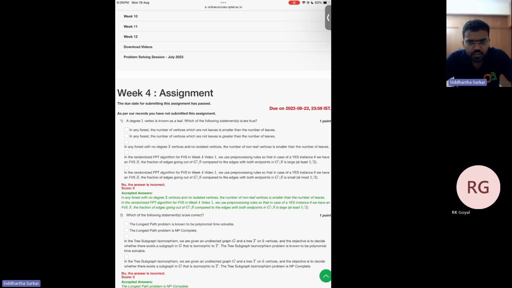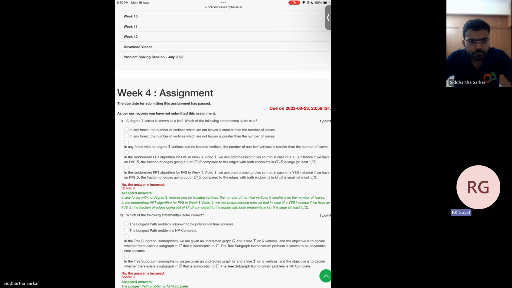So the first question says that, okay, so what is a leaf? A leaf is a vertex with degree 1. So a leaf is not an isolated vertex, it's a vertex with degree 1. And then there are 5 statements. We have to decide which are true, which are false.